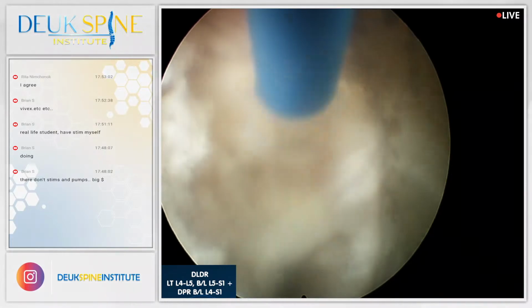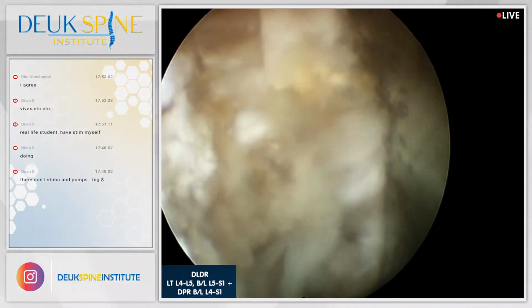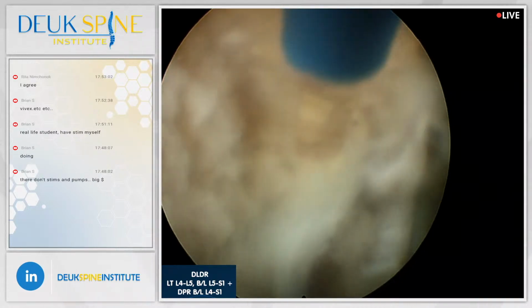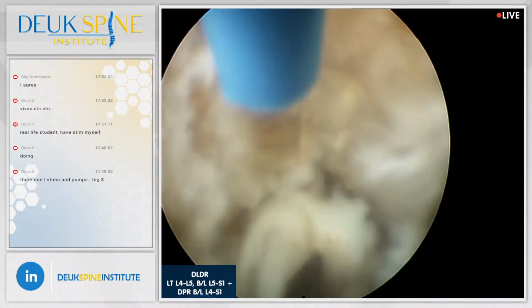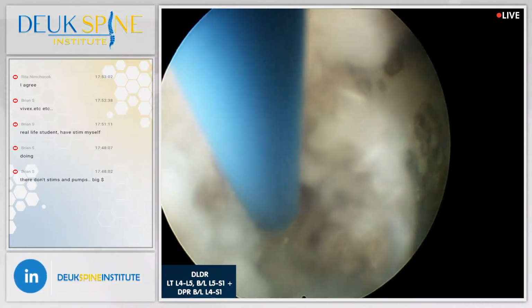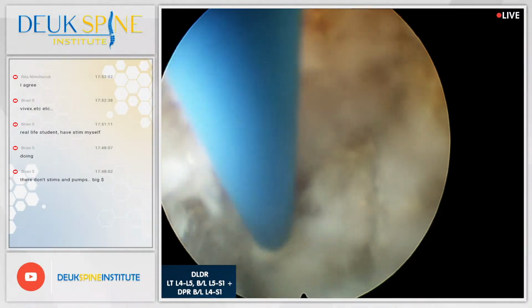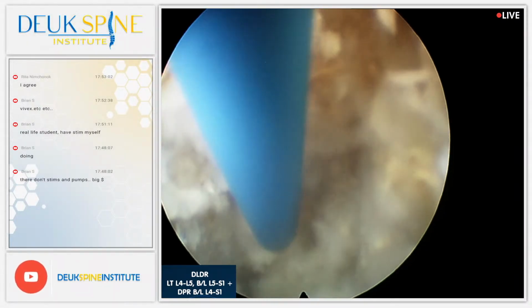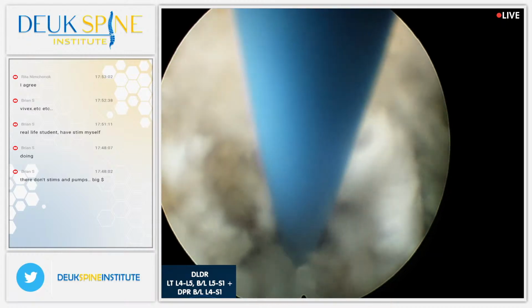All right, we have 1 minute. We're done. We're going to move on to the facets. And we're going to end the broadcast. We're going to come back for one more short surgery. It's the Deuk plasma rhizotomy. We'll be treating this patient's L5-S1 facet joints because he has facet joint pain.